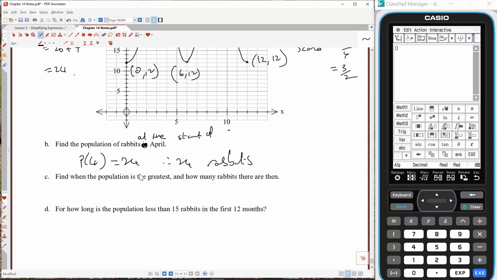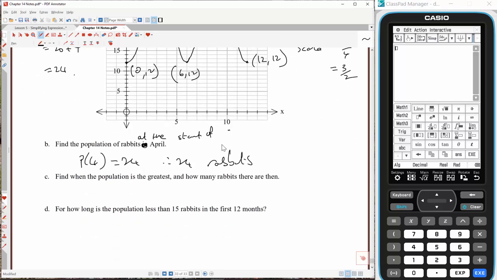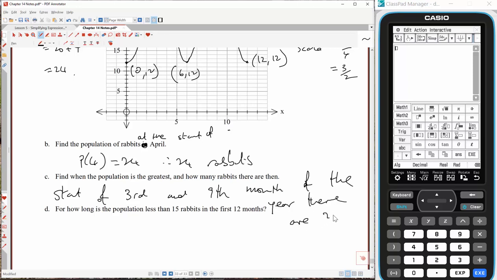Find when the population is the greatest and how many rabbits there are then. So when does that happen? After 3 months, so at the start of the 3rd month and the start of the 9th month. So at the start of the 3rd and the 9th month, there are 28 rabbits.